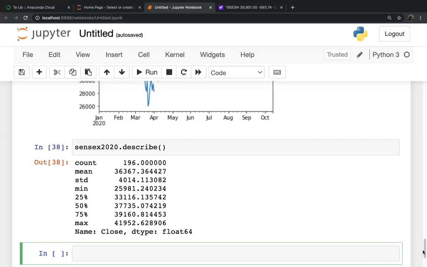Okay, so we are just taking 196 trading days from January till now, October 14. Okay, all of you getting this? Any doubts?